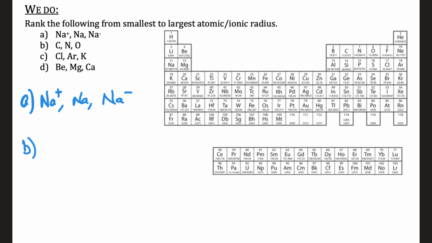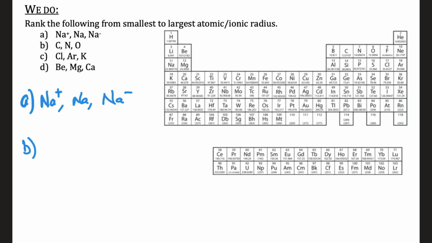How about B? Carbon, nitrogen, oxygen. Well, if we follow the pattern across the period, oxygen is going to be the smallest, carbon is going to be the largest. Same number of occupied energy levels. Oxygen has more protons, so it's going to be smaller.